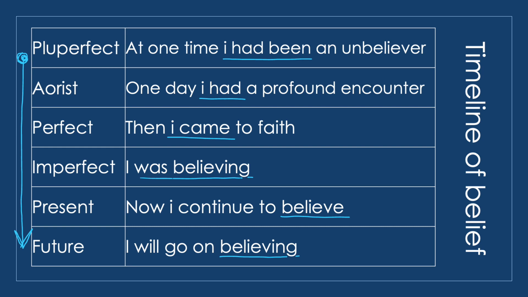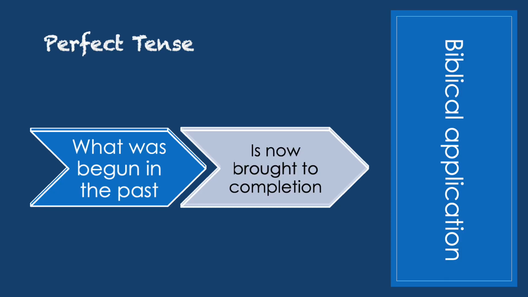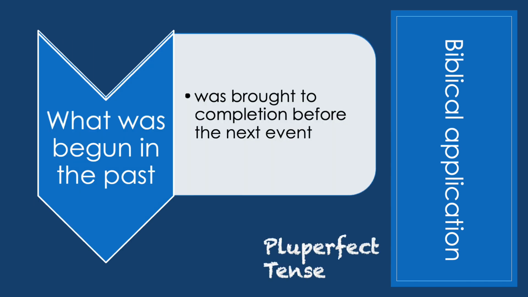And lastly, last on the timeline, the future. I will go on believing. Today we are looking specifically at the perfect tense, something that was begun in the past and has been brought to completion either in the past or at any point up until the present. Whereas the pluperfect, also a form of perfect tense, is something that was begun before that past tense verb and was brought to completion before the next event happened.